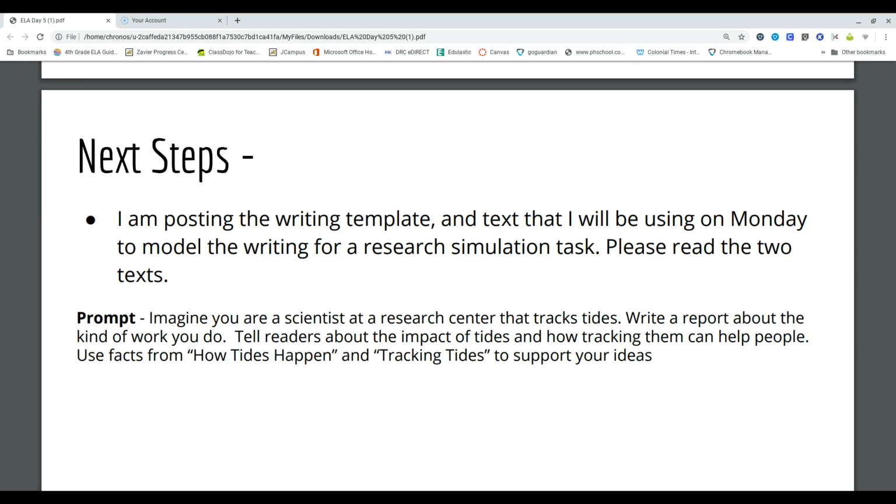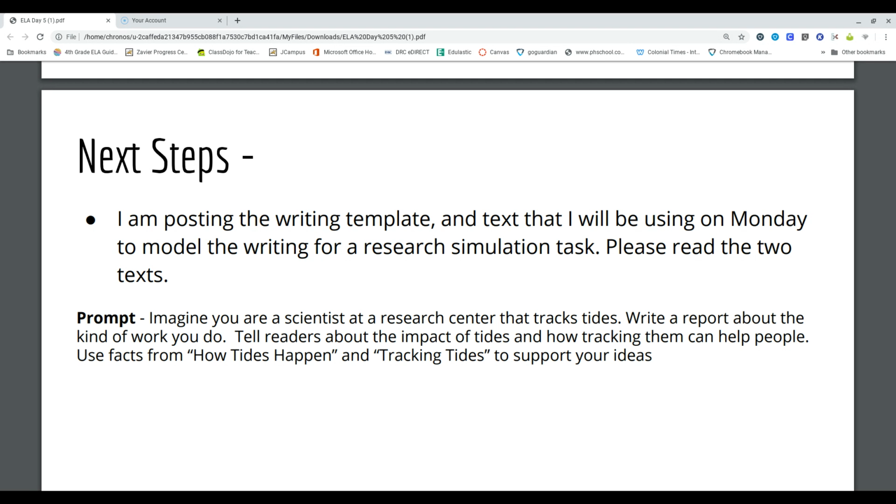Next steps for the lesson. I am posting the writing template and the text that I'll be using on Monday to model the writing for a research simulation task. I've just gone over the rubric to make sure y'all understand what's expected in the writing. On Monday, I will model the writing for a research simulation task. I'm going to upload the two texts, so they'll be included on the Google Classroom page now, so you can read those two texts and be familiar with what they say.